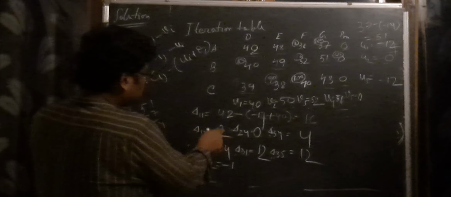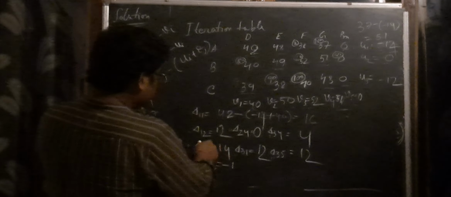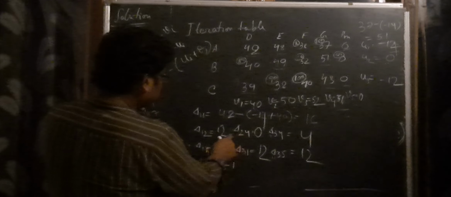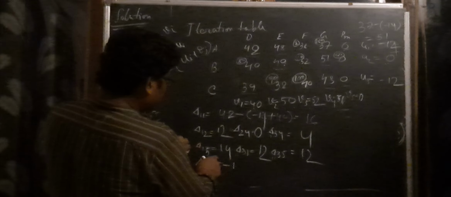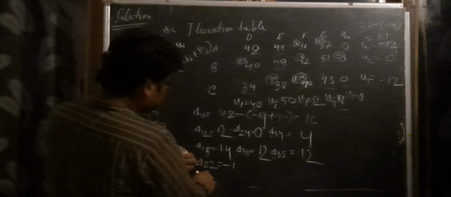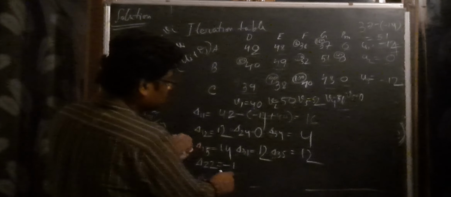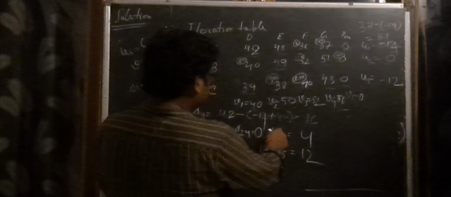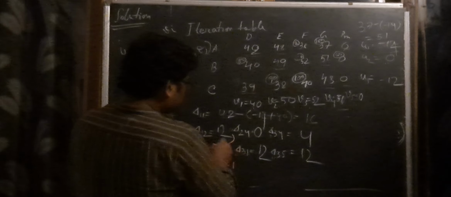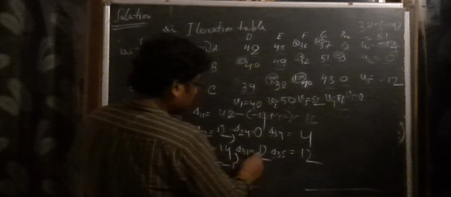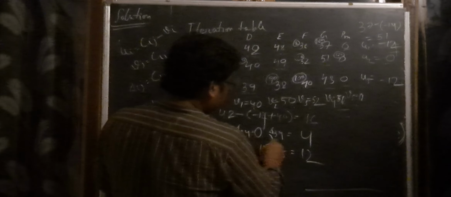So we have del 1 1 is equal to 16, del 1 2 is equal to 12, del 1 5 is equal to 14, del 2 2 is equal to minus 1, and del 2 4 is equal to 0, and del 3 1 is equal to 12, and del 3 4 is equal to 4, del 3 5 is equal to 12.